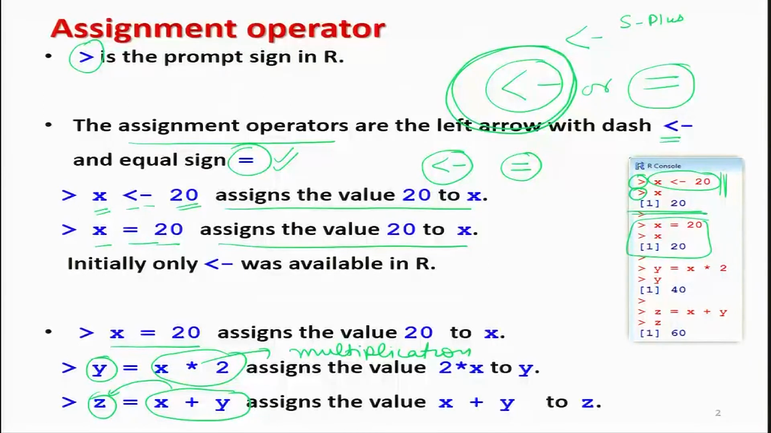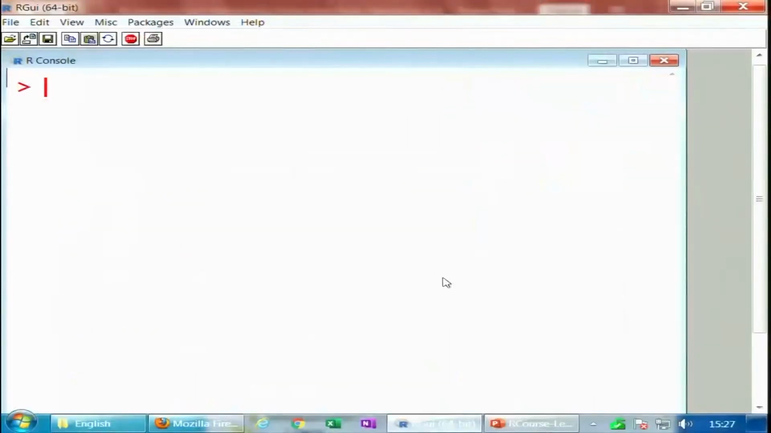So if you see here, if I write y is equal to x into 2, then the y value becomes 40, and if I write z is equal to x plus y, then x plus y is 20 plus 40, which is 60. I will show it on the R console also so that you feel more confident. So suppose I write here x equal to 20. You can see the value is assigned here like this, x equal to 20.